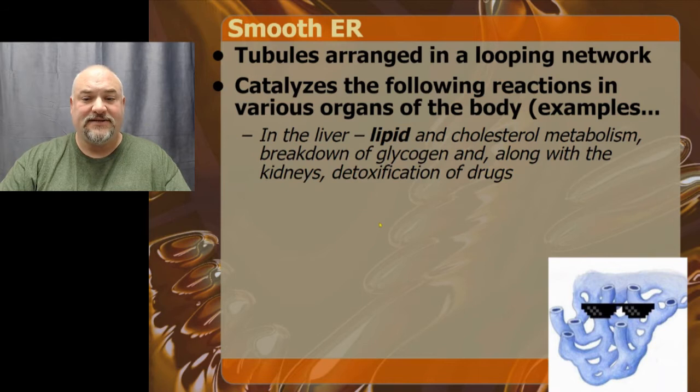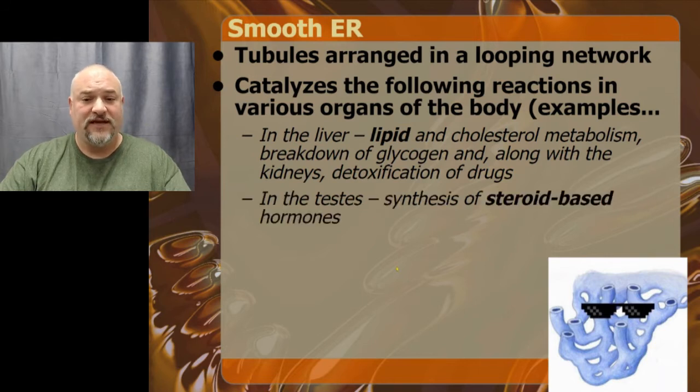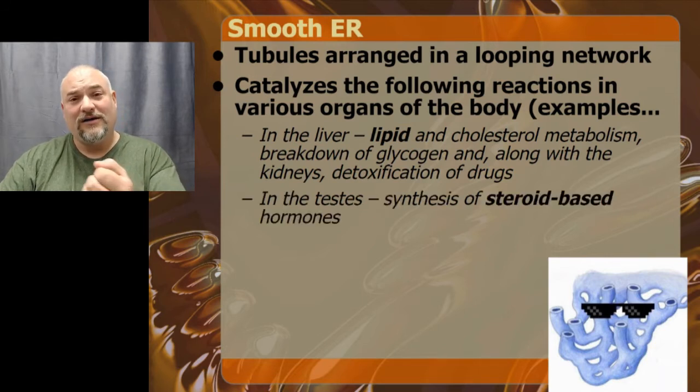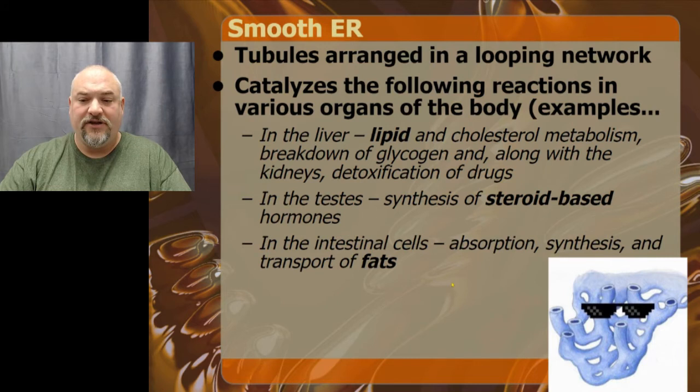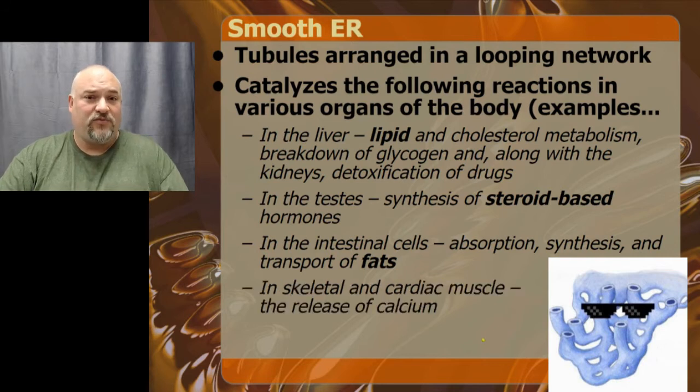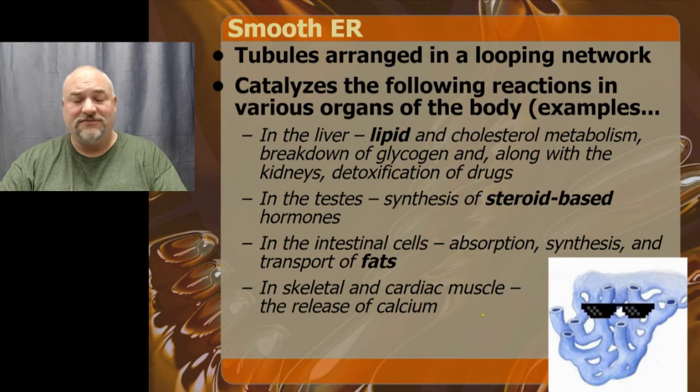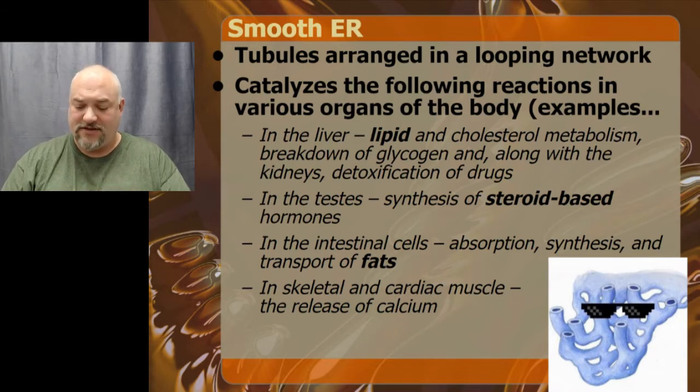In the testes, synthesis of steroid-based hormones, and steroids, if you remember, are a type of lipid. So you can see that there. In interstitial cells, we're dealing with the absorption, synthesis, and transport of fats. Once again, a lipid. In skeletal and cardiac muscle, it actually helps with the release of calcium. So it has lots of different things, but some commonalities that you'll see is it's dealing with lipid metabolism and detoxification. Those would be the two big takeaways here.